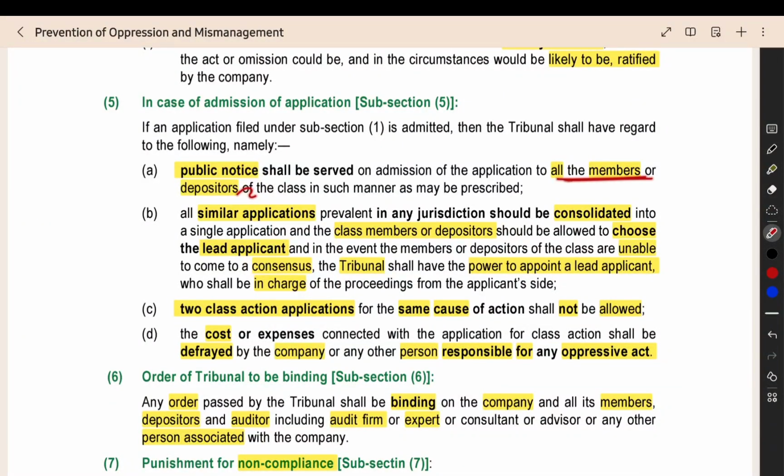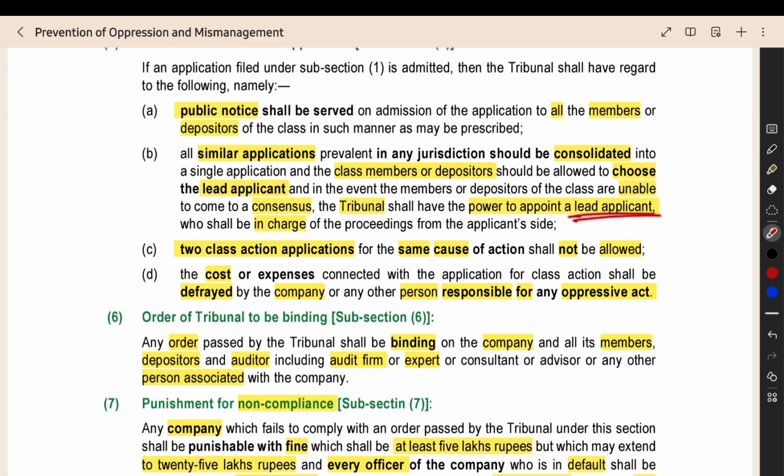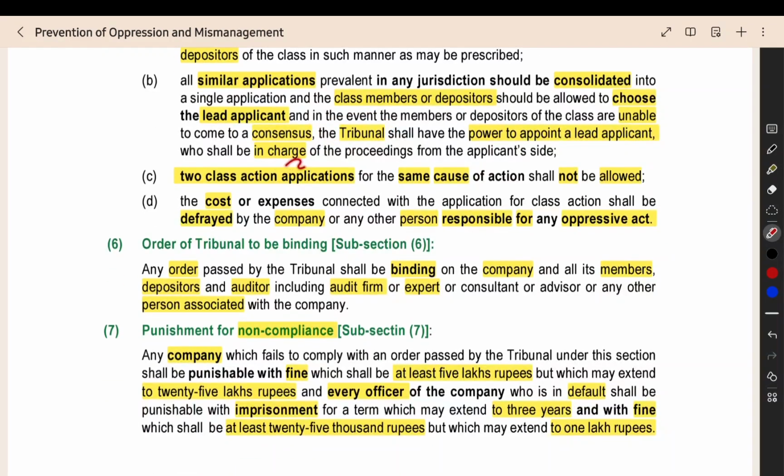For all the members, all the depositors, a public notice will be served. Then, if a similar application for the same particular matter is filed in some other jurisdiction, some other place, then everything will be combined and they will have the right to appoint a lead applicant. One applicant will lead and do the case. Not all the people should be involved. One applicant will take forward the case and handle the case from now on. The shareholders or depositors who made the application can select the lead applicant. If they are not able to select, then the tribunal itself will appoint a lead applicant who will be in charge of the proceedings from the applicant side.